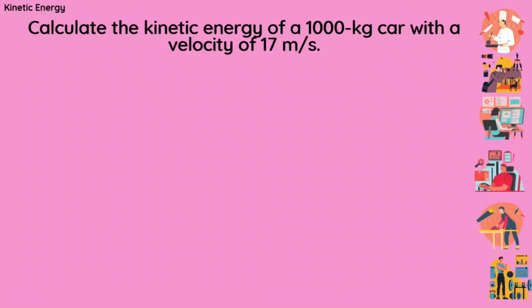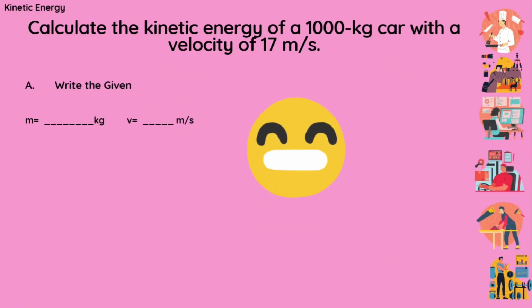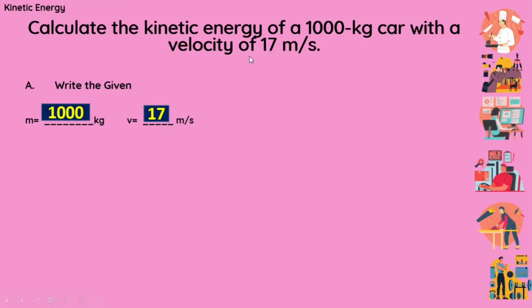Okay, let's have another sample problem. Calculate the kinetic energy of a 1,000 kilogram car with a velocity of 17 meter per second. So, medyo malaki na yung number. The given. Okay. Ang dali. Okay, very good. 1,000 kilogram. Actually, yung unit nakalagay na siya, kaya ikakopy nyo na lang to. Tatandaan nyo lang yung unit niya. M stands for mass. V, the value of velocity is? Very good. O, diba? Ang dali lang.